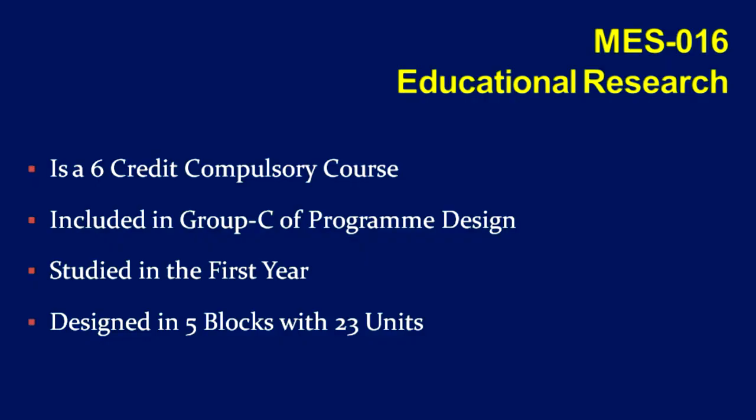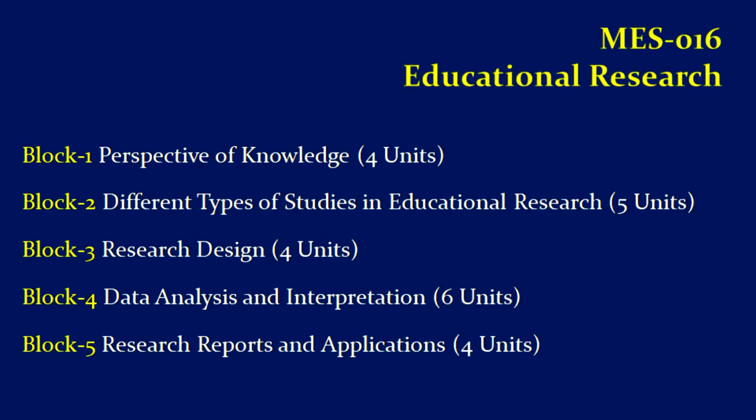And the next course is MES 016, that is Educational Research. This is a 6-credit course, and 5 different blocks are there with 23 units. The blocks are: perspective of knowledge, 4 units are there. Block 2, different types of studies in educational research. Block 3 is research design. Block 4 is data analysis and interpretation. And block 5 is research reports and applications. This course will help you to get a detailed understanding of the theoretical constructs of conducting and understanding research. And further, this course will also help you to conduct research when you do the dissertation in the second year.